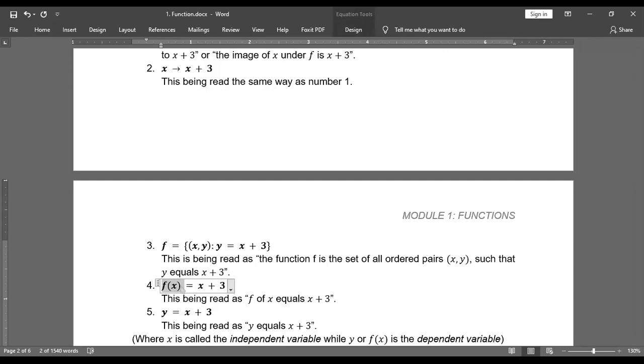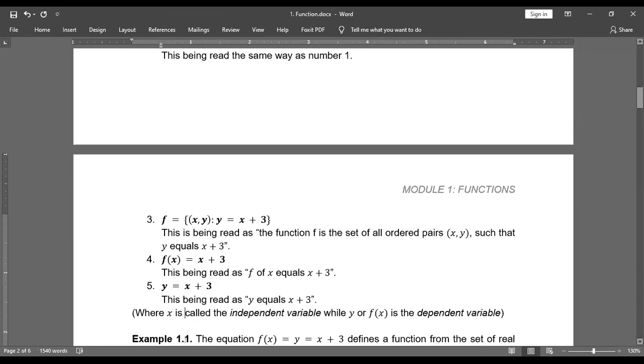So f of x and y are just the same. f of x being the dependent variable. Dependent siya sa value ng x. Same goes with y. y is dependent to the value of x. So x being the independent variable. Okay. So, yan.